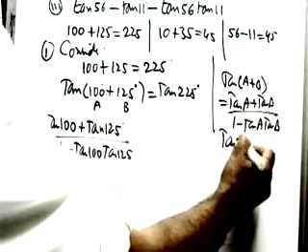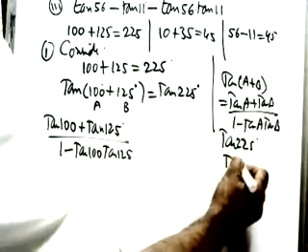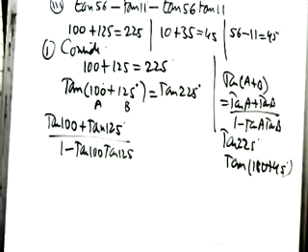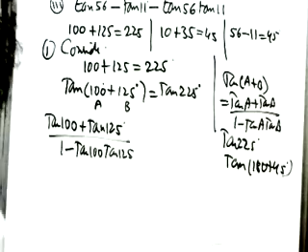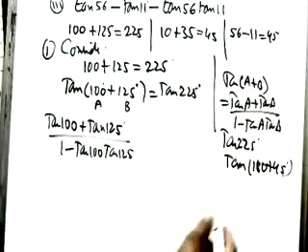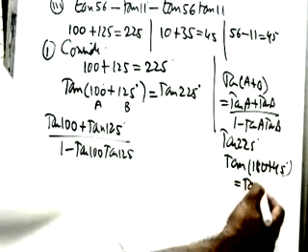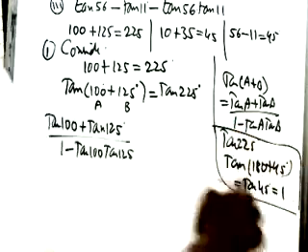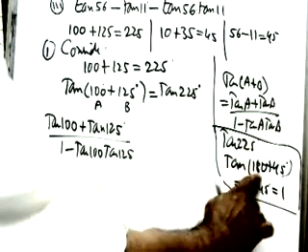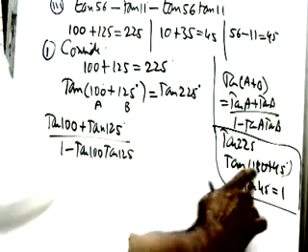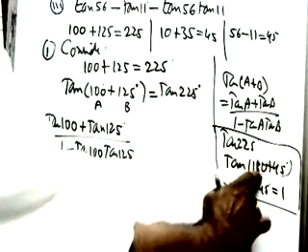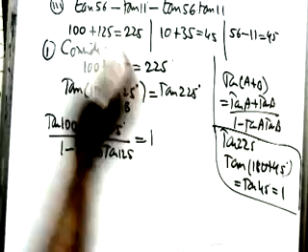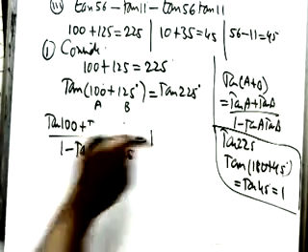Now let me do this one in rough. Tan 225 degrees can be written as tan(180 plus 45) degrees. Why did we write it like this? Because there is the formula tan(180 plus theta) is tan theta. So it is tan 45, and tan 45 is 1. So we write this as 1.